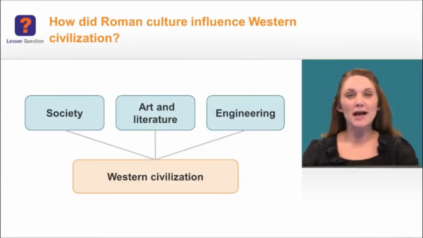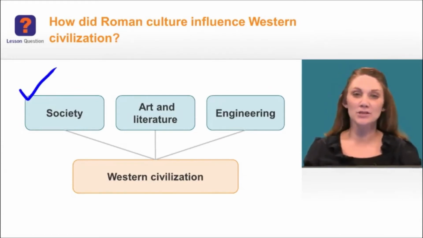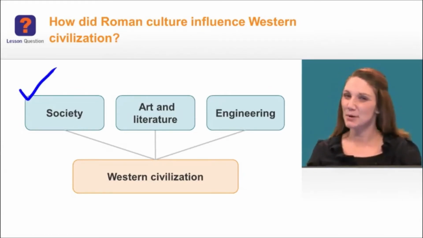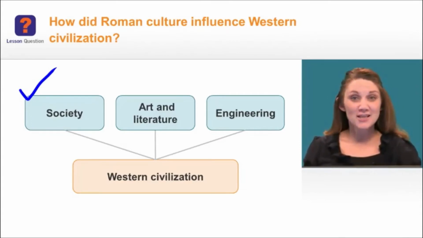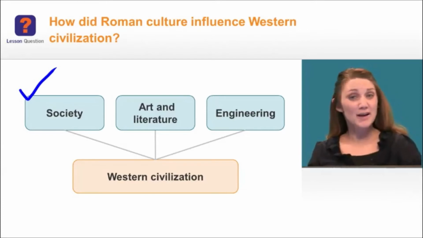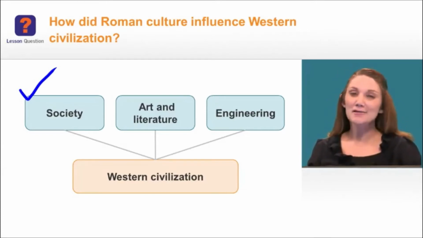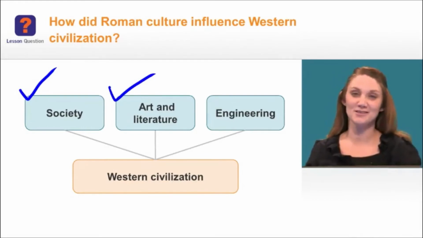We just learned how Roman society influenced Western civilization. We know that Latin is still one of the languages used today, although it's not spoken. We also know that Roman education was the basis for our education as well as Renaissance education. Stoicism, the Roman philosophy, provided a moral code for them. Now let's see how art and literature influenced Western society.